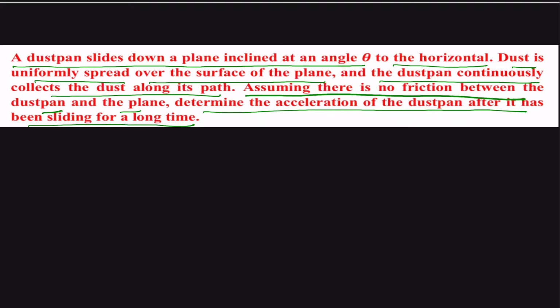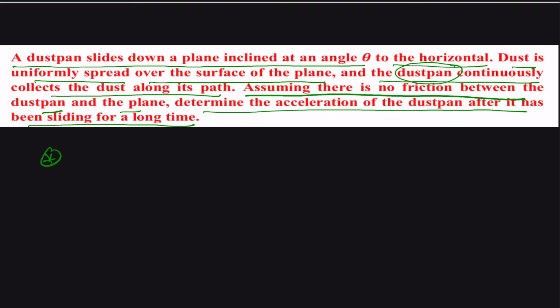So this is also a variable mass question, and here the variable part is the dust that is being collected continuously by the dustpan. As it moves further down the inclined plane, more and more dust will be collected by the dustpan. For a variable mass question, we already said that we are compelled to use the formula with respect to the rate of change of momentum. The normal formula is not going to work.